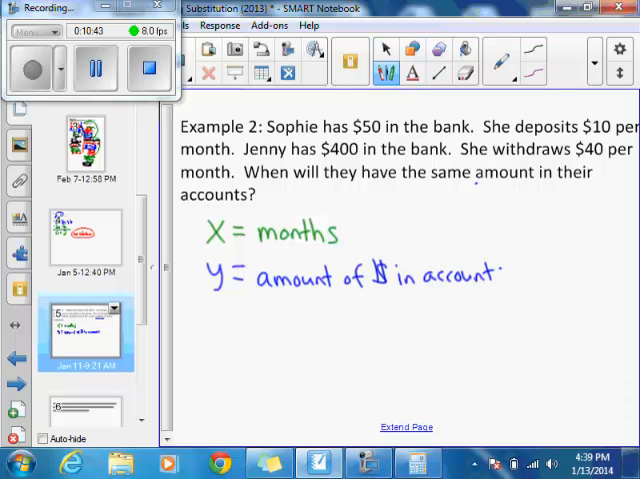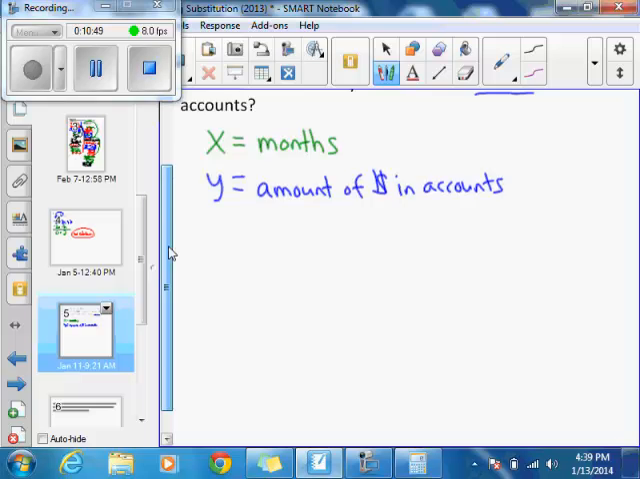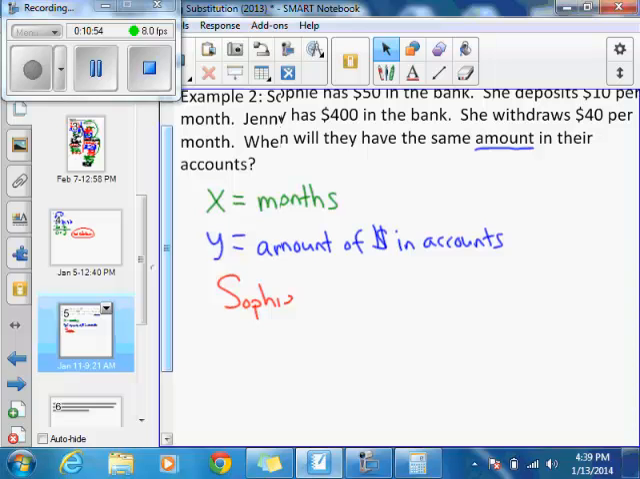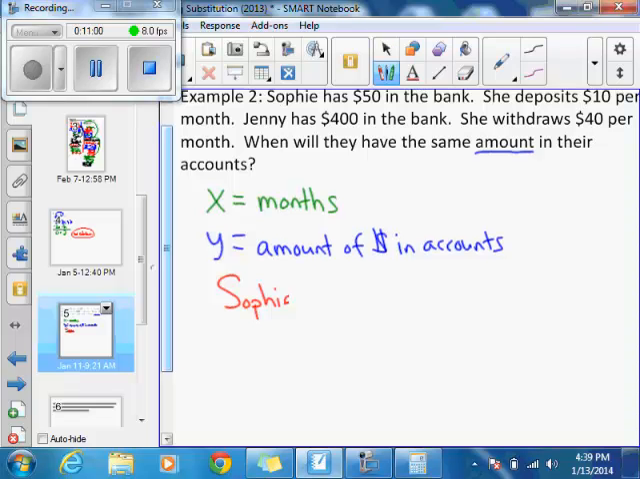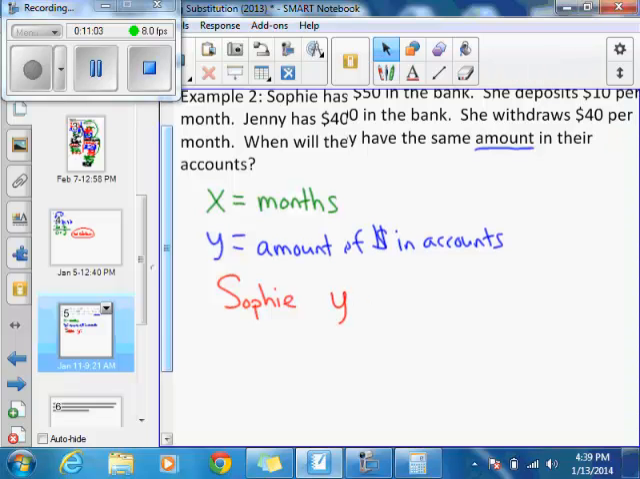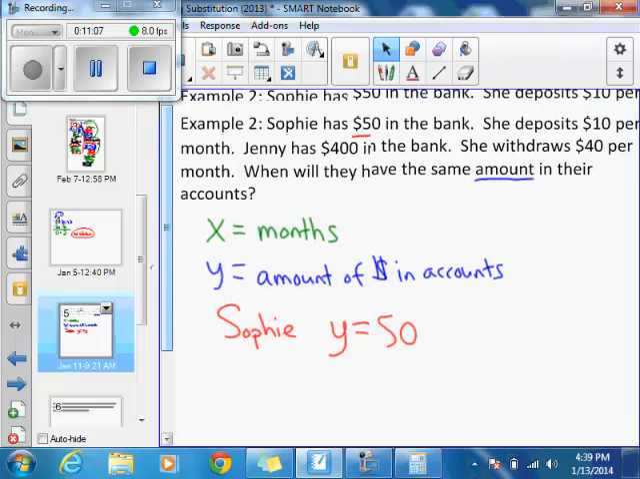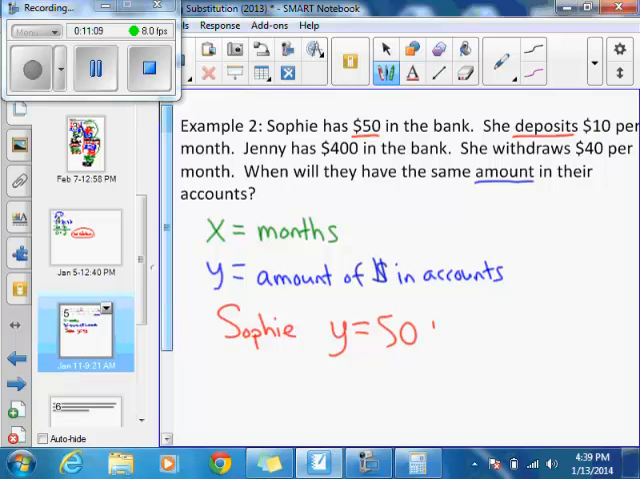Okay, so we need to write an equation, actually two equations, because we're writing a system. The first one's going to be for Sophie. So Sophie, we want to find out how much total money she has in her account. So her total money, which is y, and then it says that she has $50, so she already has $50, and then she deposits, which means we're going to add $10 per month. So that's going to be 10, and then our months was x. See if you can go ahead and do Jenny's. Pause it.